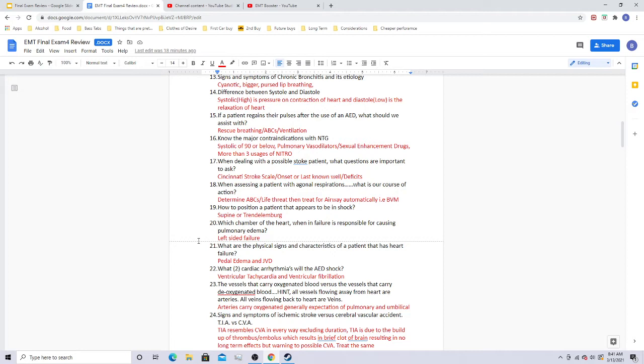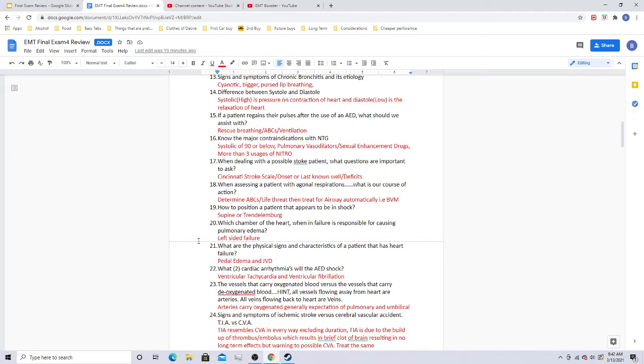So when dealing with a possible stroke patient, what questions are important to ask? Onset and last known well are by far the most important that you need to know, because if a patient just had a stroke, you need to know how long it's been. If you get them to the stroke receiving center and you can relay that information, they can get life-saving medications, and the definitive care can allow for them to return to a more normal status and possibly no deficits.